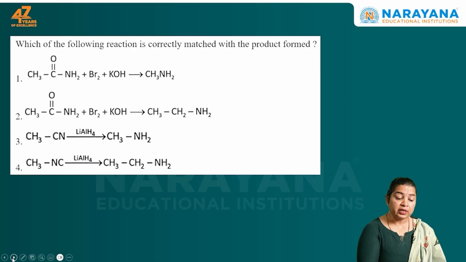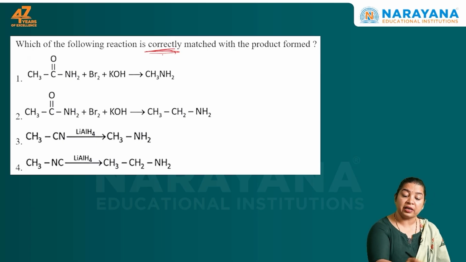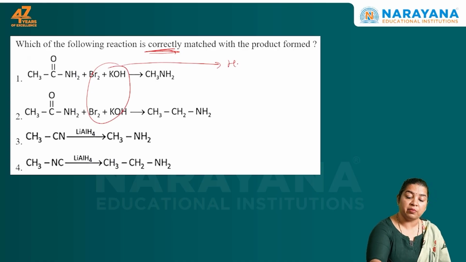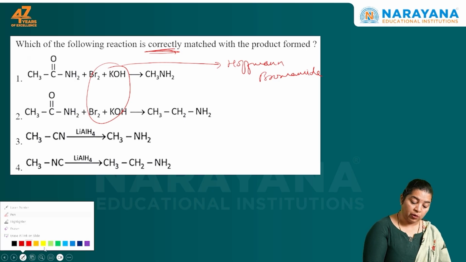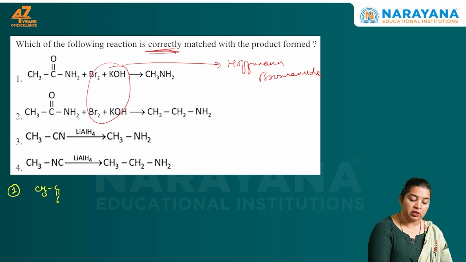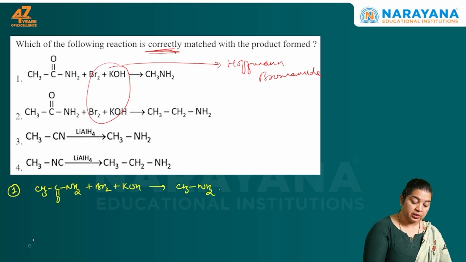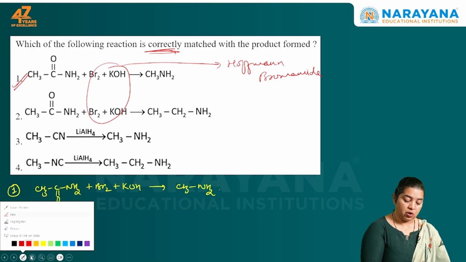Okay. Moving to next question, which of the following reactions is correctly matched? We are asked for the correctly matched product. And see, again there is a famous name reaction, Hoffmann bromamide. It is a step down reaction. We have one carbon decreased. So, first option, CH3CONH2 is treated with bromine and KOH. So, we will have CH3NH2. Oh, that is a right answer. It seems that then answer should be first. Okay, we will conclude later.